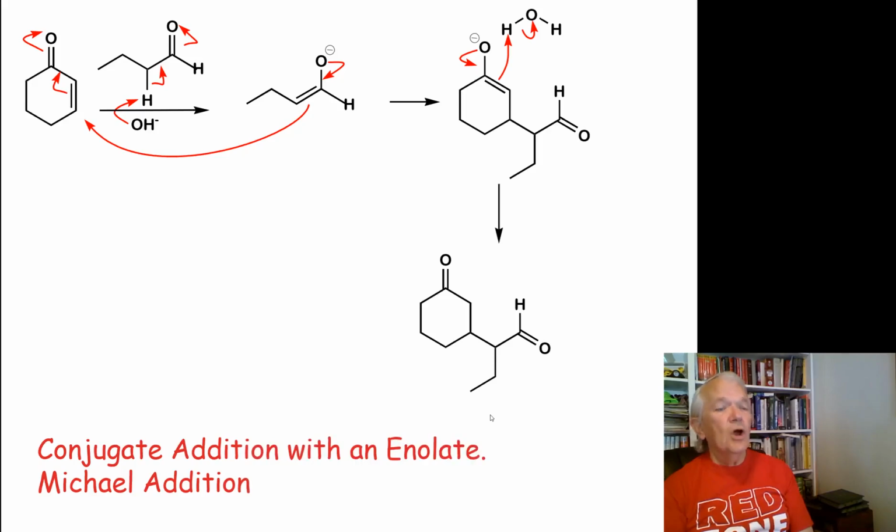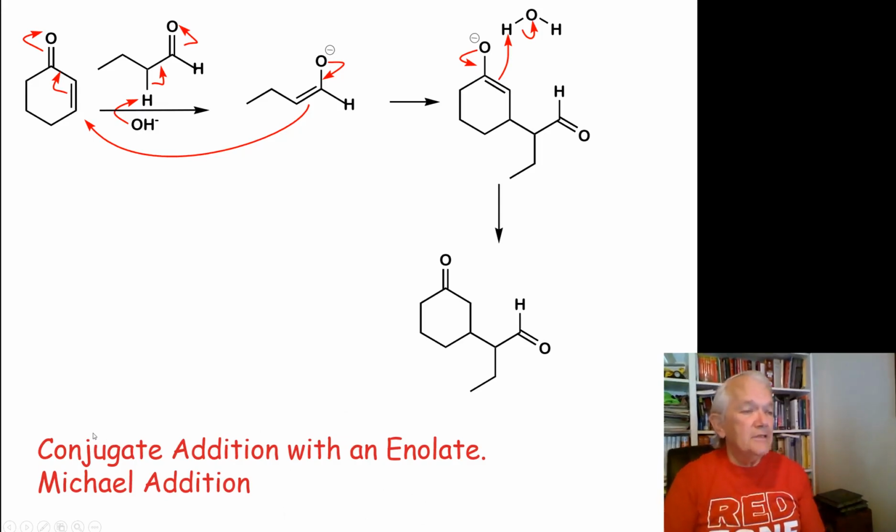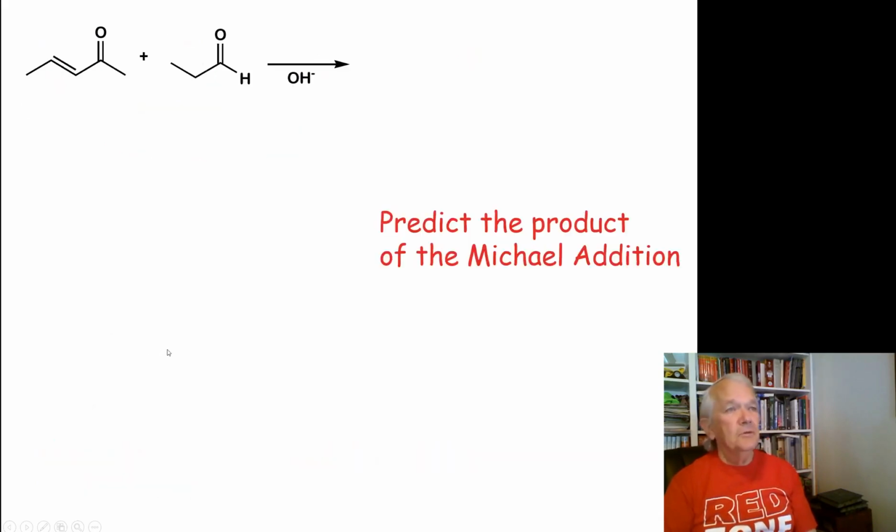I forgot to say, this has another name. People love to name all these things. Conjugate addition with an enolate has a special name. It's called Michael addition. If someone says this is a Michael addition, it's 1,4 addition with an enolate. Now it turns out that some people will use Michael addition for any 1,4 addition. So conjugate addition, 1,4 addition, and Michael addition are all basically the same reaction, although in principle you're supposed to use the words Michael addition only for the one with an enolate. But who's counting? All right, so let's do a Michael addition here.